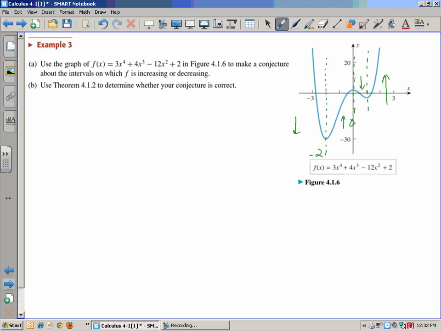So I'm just looking at the picture and I'm saying, okay, look, it's going down to here, and then it's going up, and then it's going down, and then it's going up. So I'm breaking it up into 4 parts. And now I'm going to prove that using my calculus.